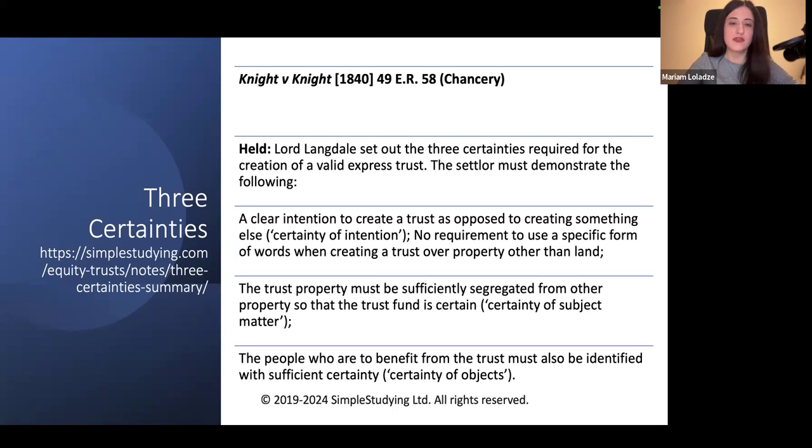Secondly, there has to be certainty of subject matter, which means that the trust property must be sufficiently segregated from other property so that the trust fund is certain. And finally, the people who are to benefit from the trust must also be identified with sufficient certainty. So these are the beneficiaries. The beneficiaries to the trust must be identified. Otherwise, if there is nobody to benefit from the trust, obviously the trust will fail. And if there is no certainty as to what is the subject matter, the trust will fail similarly. So all these three certainties must be satisfied for a trust to stand. There are some exceptions to this three certainty rule, for example, charitable trusts, but we'll go through that later.